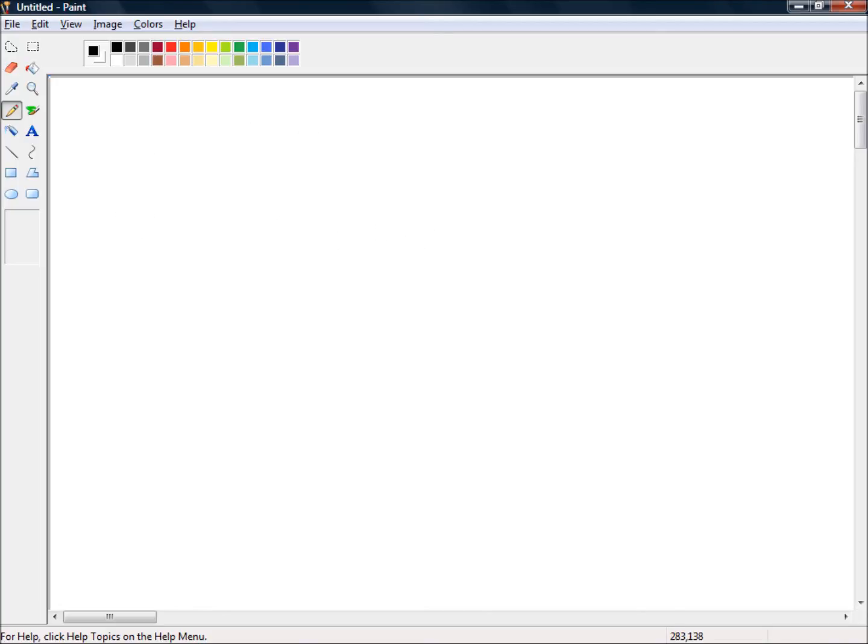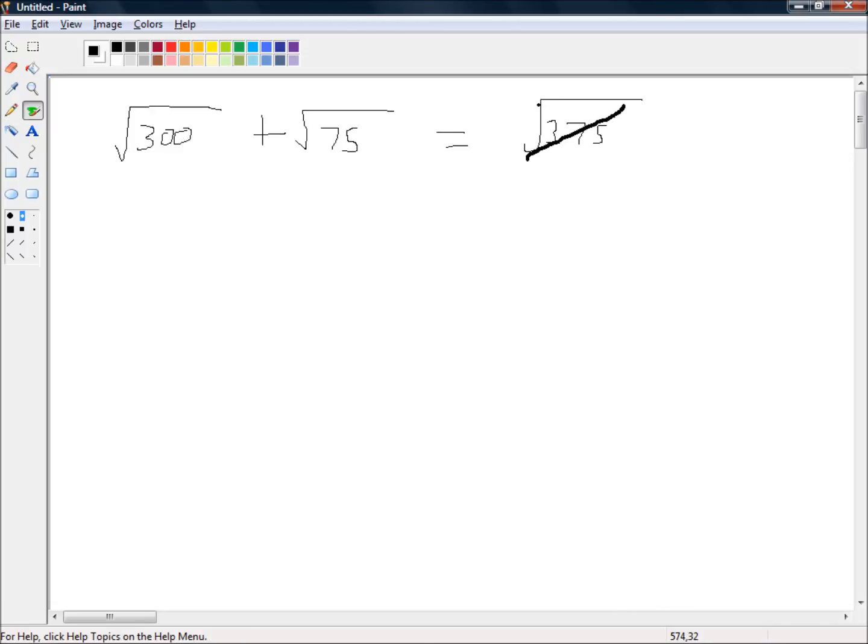Okay, let's try something slightly more tricky. Let's say we are asked to give the exact value of the square root of 300 plus the square root of 75. Now, if you come across something like that on an exam, there are two big mistakes that people make, and one is to simply combine them. The square root of 375. Easy, because 300 plus 75 is 375, so the square root of 300 plus the square root of 75 is equal to the square root of 375. This is wrong. This is a mistake.